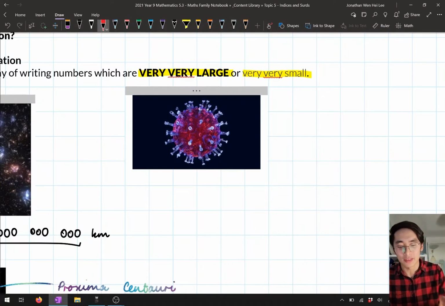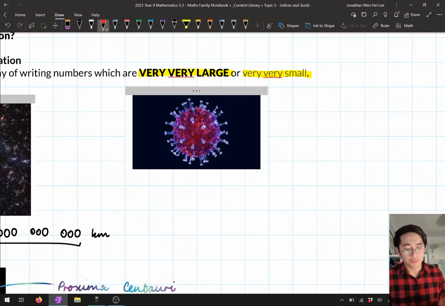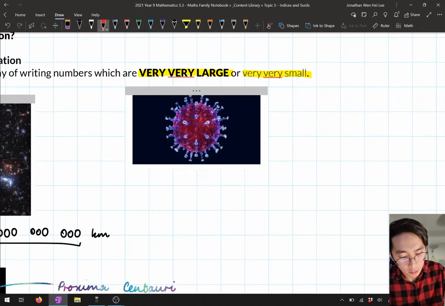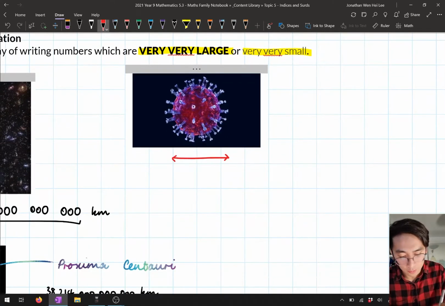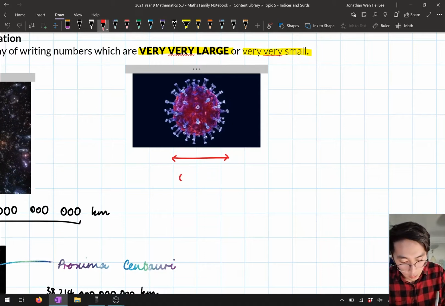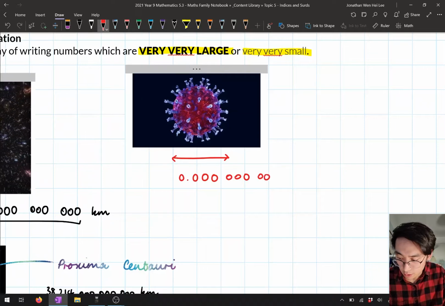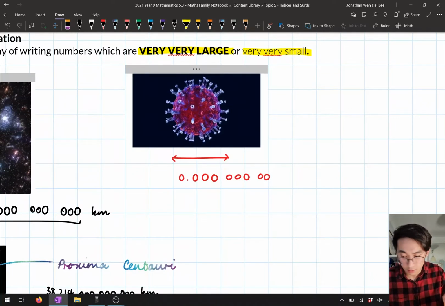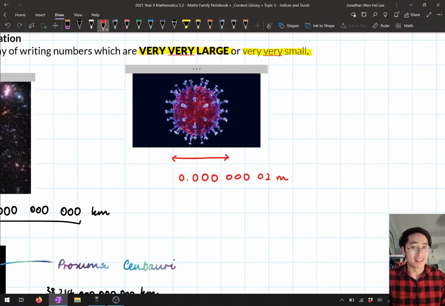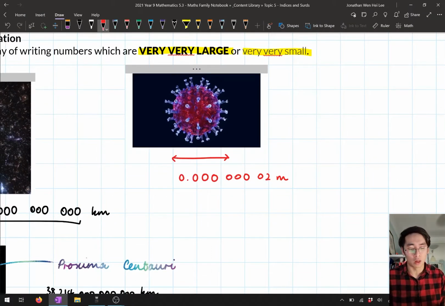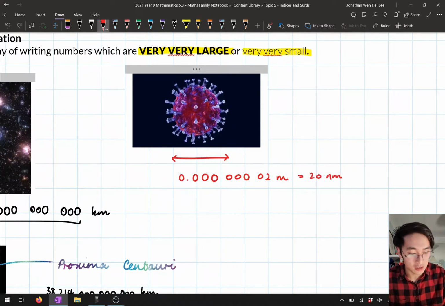You can ask a science teacher about this. But virus cells are actually really, really small. The diameter of one of these cells is approximately 0.0000002 meters. We don't like to write these kinds of measurements. It's very, very small. So sometimes you might see them write this: it is actually equal to 20 nanometers, which is a little bit easier to write.